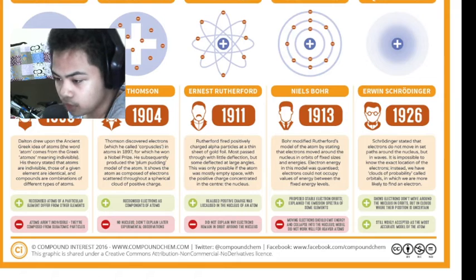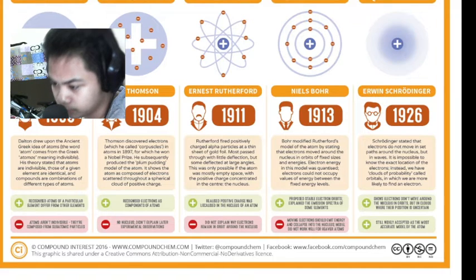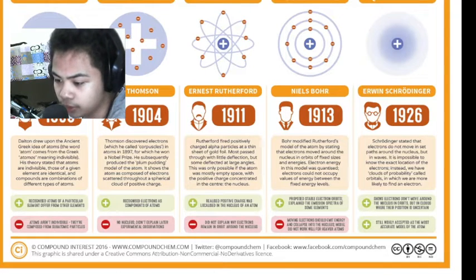Lastly, we have Erwin Schrödinger. In 1926, Schrödinger stated that electrons do not move in set paths around the nucleus, but in waves. It is impossible to know the exact location of the electrons, but instead we have clouds of probability called orbitals. And orbitals are the area in which we are more likely to find an electron.